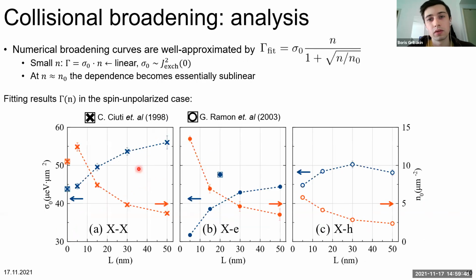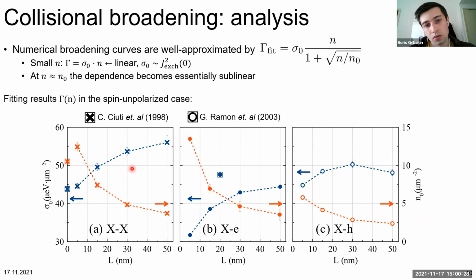So to do that, we've employed a simple two-parameter model function, which we've come up with based on the asymptotics of the original equations. The two parameters are sigma 0, which is the linear cross-section, so it's just the slope of the broadening in the linear regime, and n0, the critical density, which indicates the particle density at which the broadening becomes sublinear. So the larger it is, the longer the dependence is sublinear, and so the larger the overall interaction is.